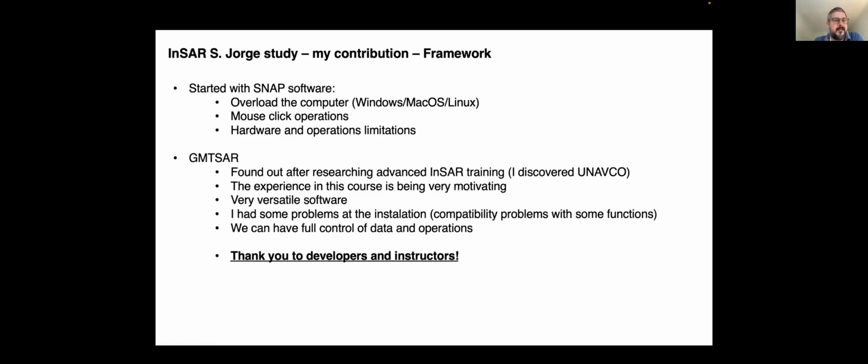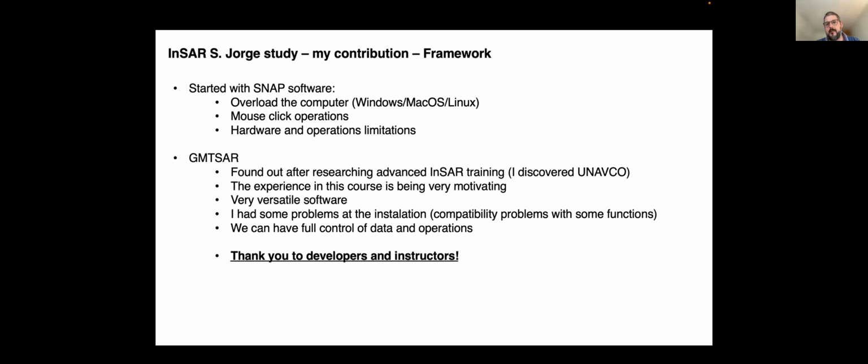So, as I say, I started to learn about InSAR processing in March of this year. I need to study more. I started with SNAP software. I had some problems overall with the computer. The operations are mouse click operations. It's weird to process data with the mouse, and I had hardware limitations and applied operations with errors, and the program blocks lots of the time.